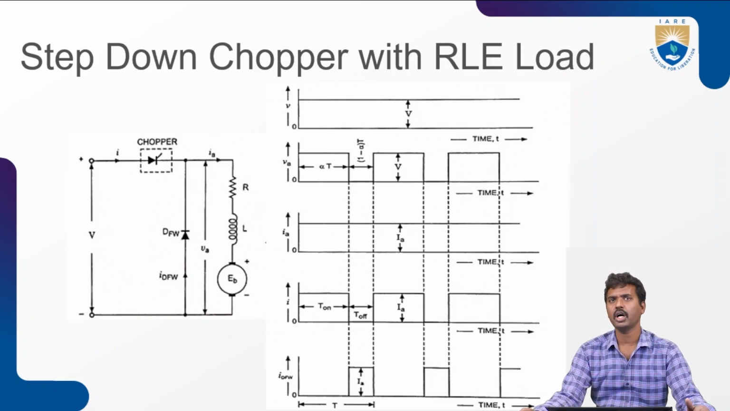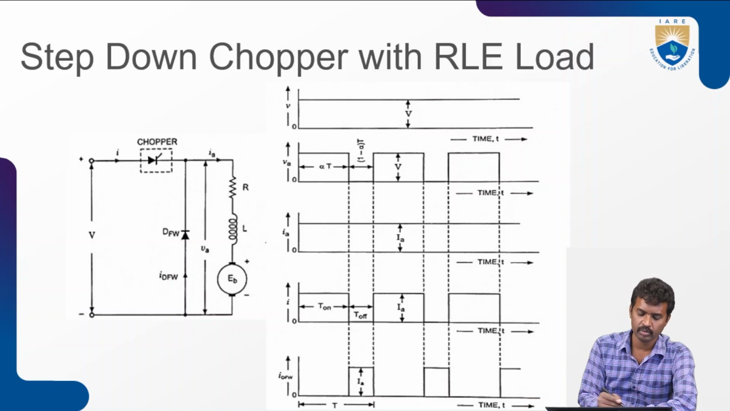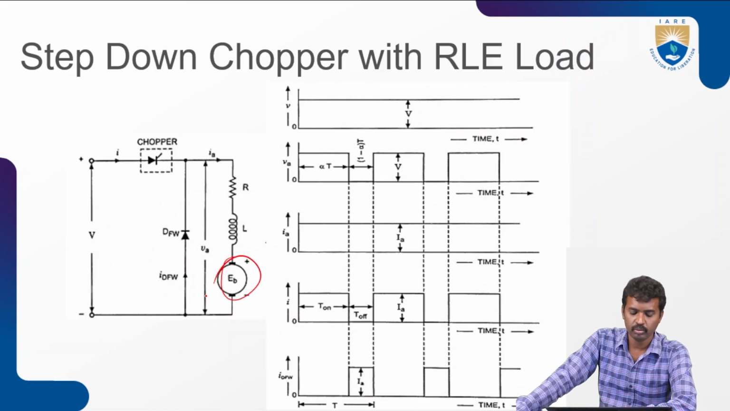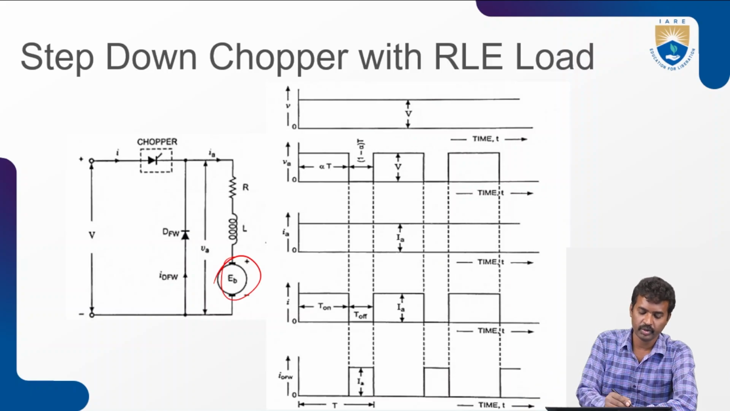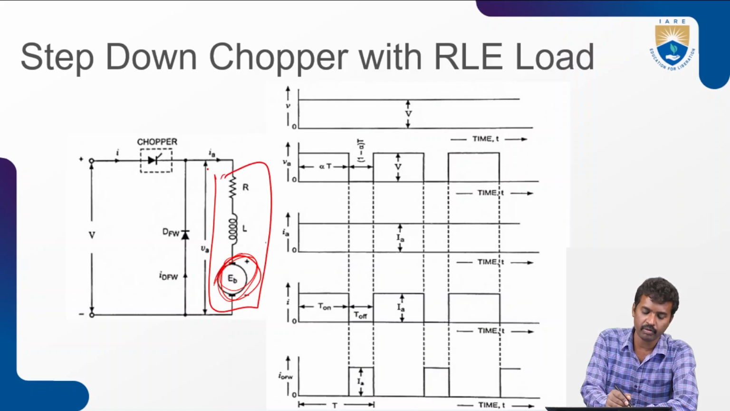Now the step down chopper with RLE type of load. Step down chopper with RLE type of load means the same circuit, but here I am attaching a motor, or a battery. I am attaching an RLE type of load. This is the RLE type of load.